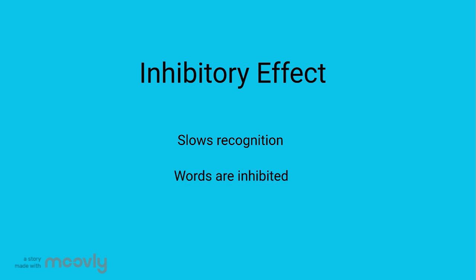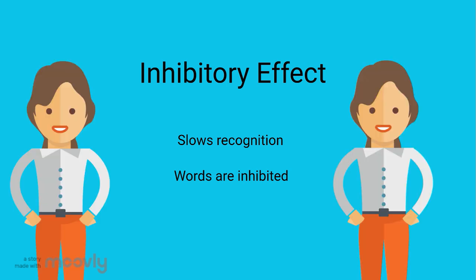We shouldn't actually confuse this with repetition blindness, because repetition blindness is when, for example, you see a sentence that has two U's in a row. So instead of reading two U's, we actually cut out one of the U's. So that would be repetition blindness, and inhibitory effect should not be confused with that.